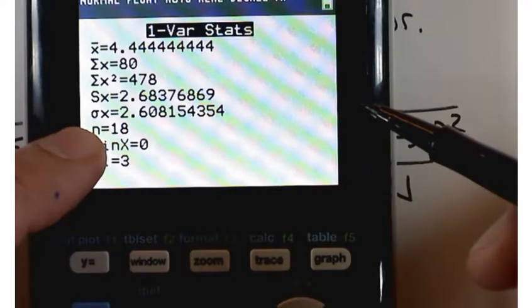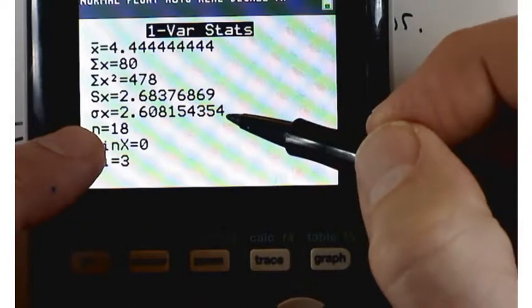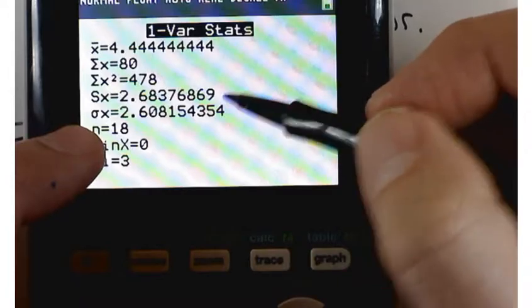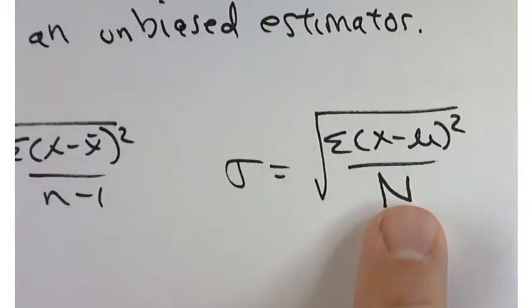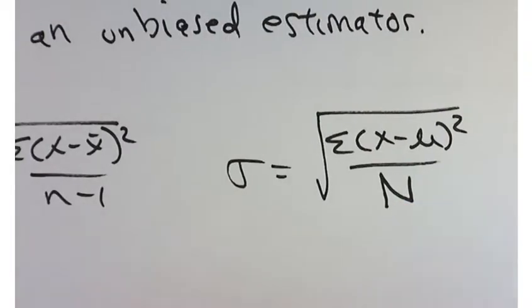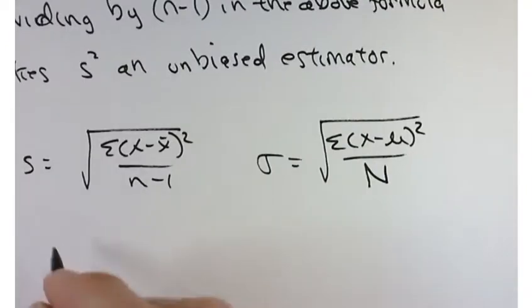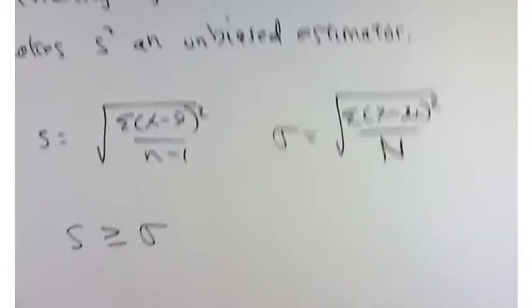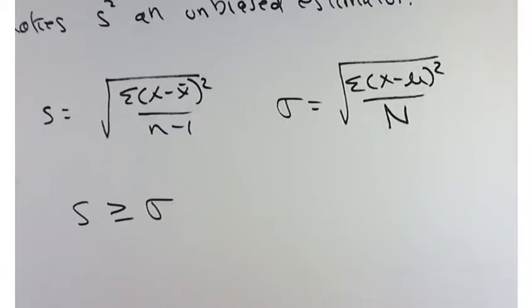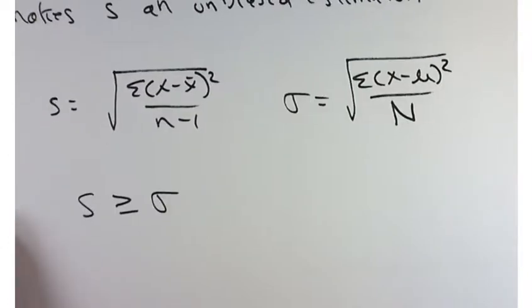The population standard deviation is always going to be smaller because you're dividing by a bigger number. You're dividing by n as opposed to n minus 1. So S is always going to be greater than or equal to sigma, always. The only case in which they would be equal would be if they're both 0.